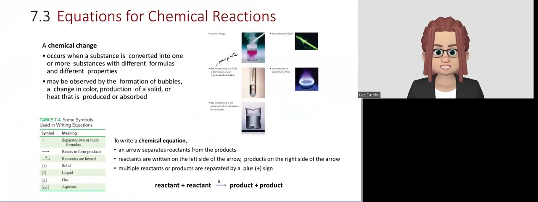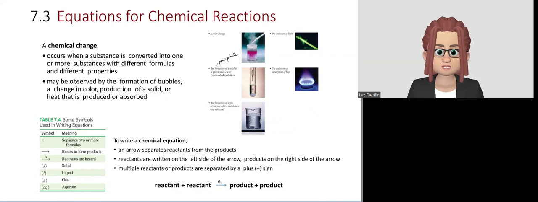These chemical reactions or chemical changes are illustrated via a chemical equation. The symbols that are utilized for these chemical equations are summarized in table 7.4. Let's see how they're utilized in order to represent a chemical reaction. First, let's understand that there are two parts to a chemical equation: the substances on the left and the substances on the right. Any substance that is on the left of the arrow, that is known as a reactant.